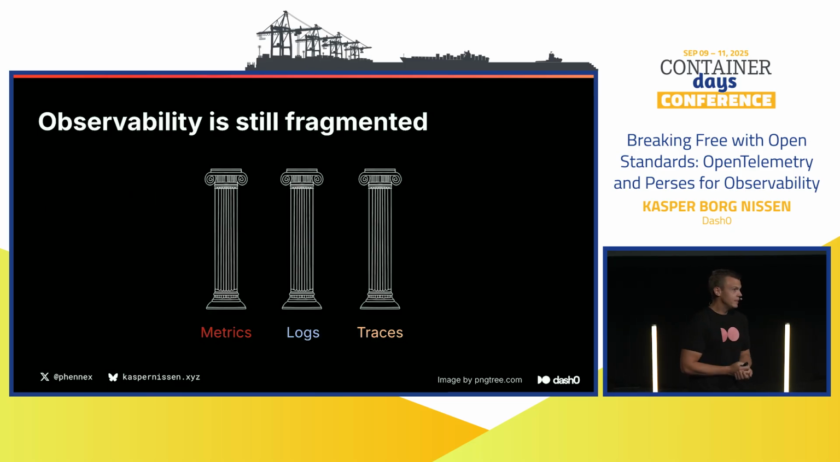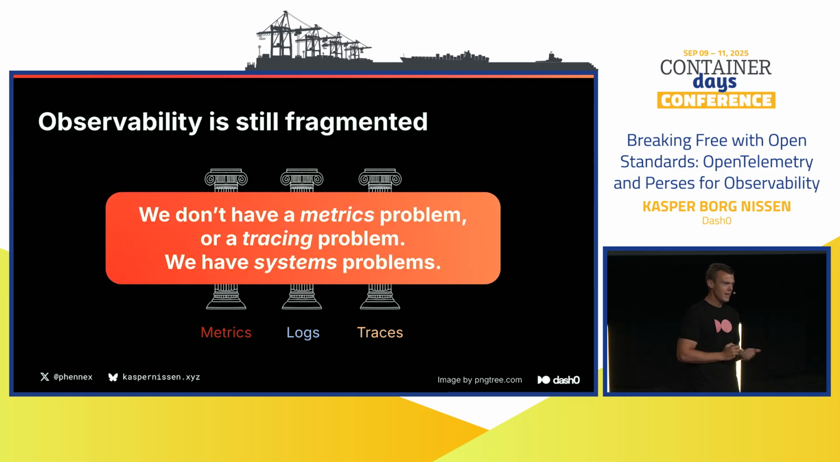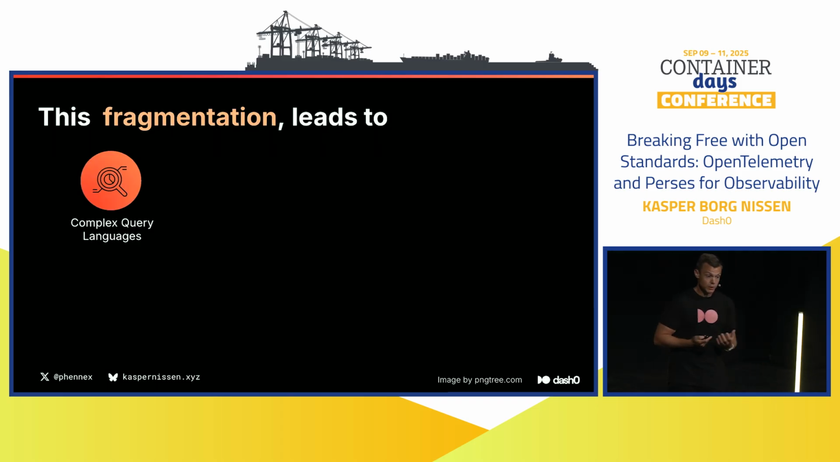So let's start with observability. It's still a fragmented space. We still talk about the three pillars of observability, or the three browser tabs of observability, if you like. So we have metrics, logs, and traces as pillars. But the fact is that we don't really have a metrics problem, or a tracing problem. We have systems problems. So let's stop talking about these as pillars and talk about the problems we observe in our systems and figure out how to correlate the different signals that we get from our different systems. And this fragmentation leads to multiple problems.